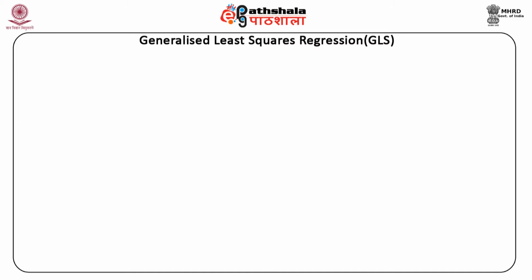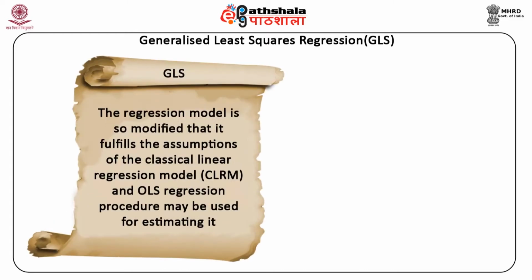In this method, if autocorrelation is present despite correct specification of the model, then this GLS regression method should be used. GLS regression is a very useful method where the regression model is so modified that it fulfills the assumptions of the classical linear regression model, or CLRM, and the OLS procedure may be used for estimating it. Therefore, the GLS procedure is applicable only when rho is known.